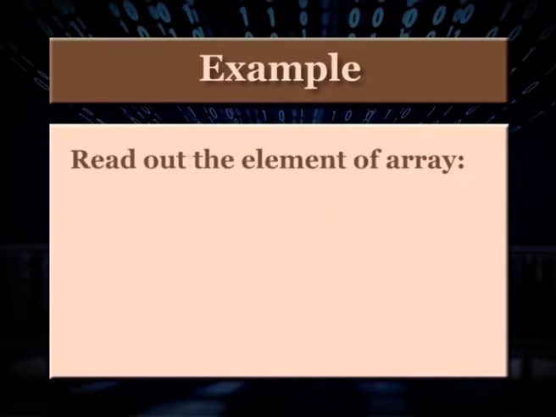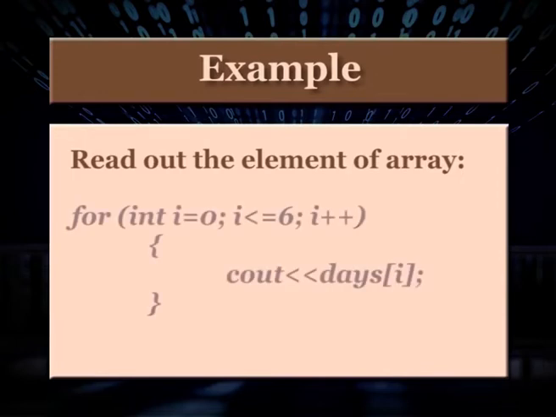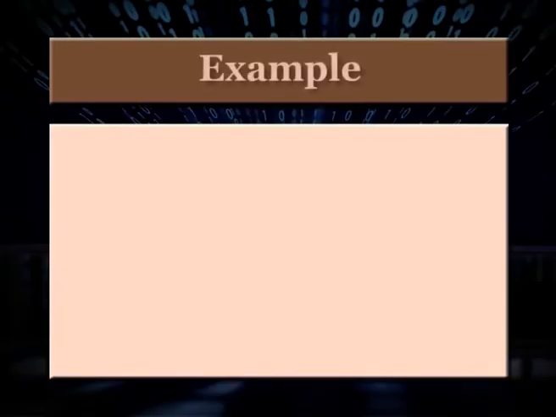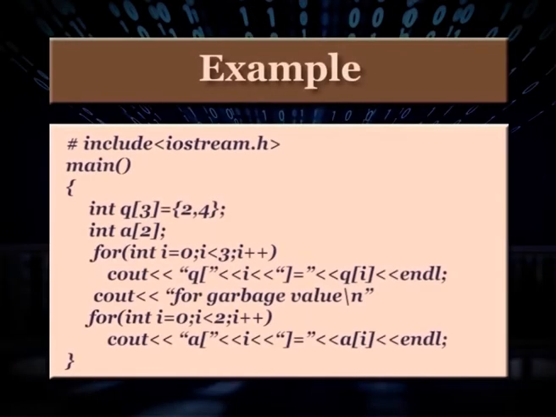For example, reading out the elements of an array is as shown. Here you can see that the loop iterates 7 times from 0 to 6, and in each iteration the value corresponding to array days[i] is outputted on the computer screen. In other words, you are reading array elements. Now let's write a program illustrating this.